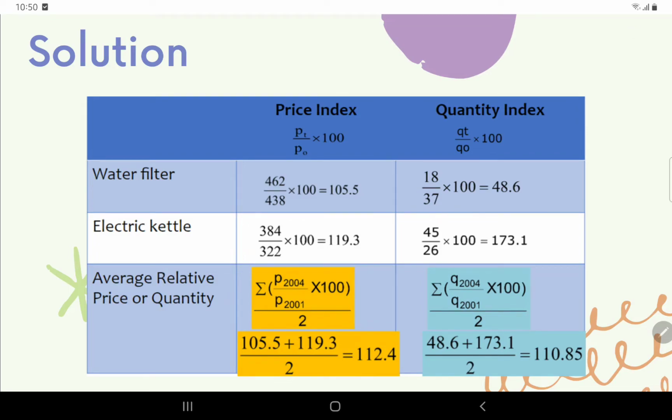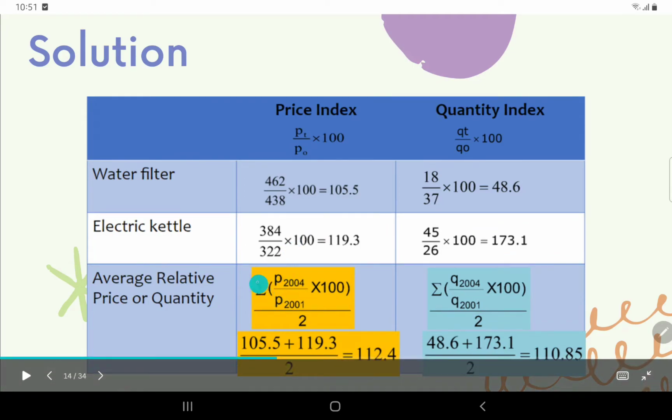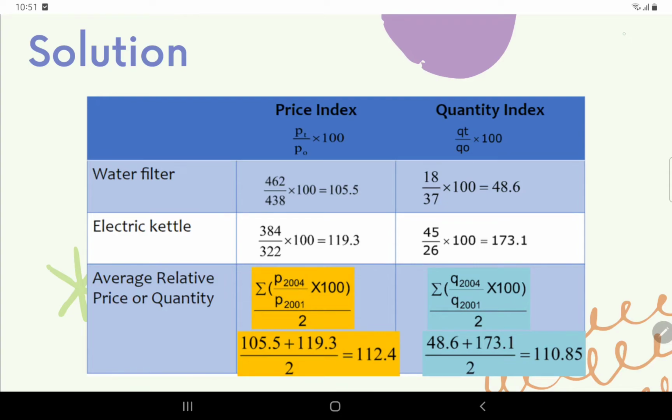Before calculating the average, first we need to find the price index and quantity index. These are the answers from the slide before. So when we want to calculate the average for the price index and the quantity index, we need to sum up and divide by n. So our n is 2 because we have 2 years, which is 2001 and 2004. Not the difference between 2001 and 2004, we have 2 years, so our n is 2.